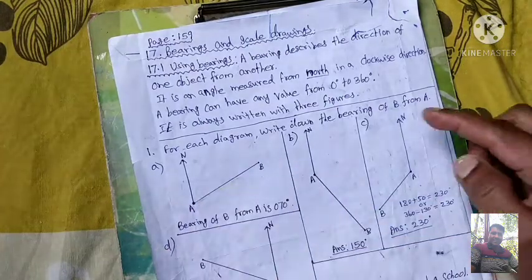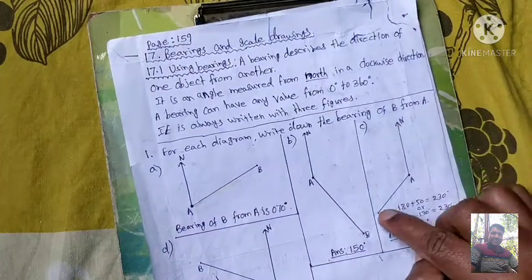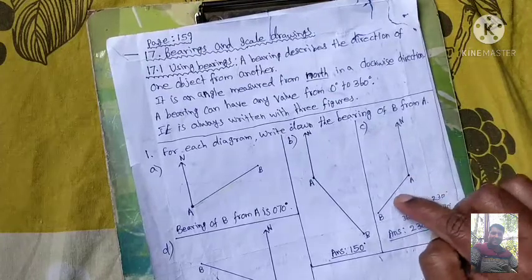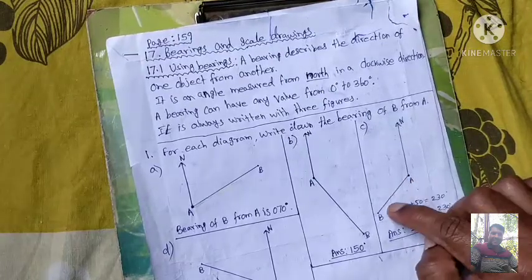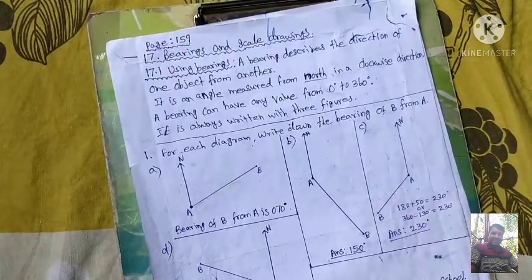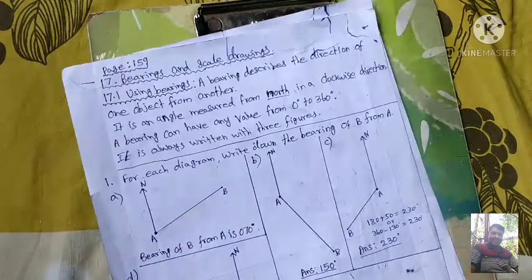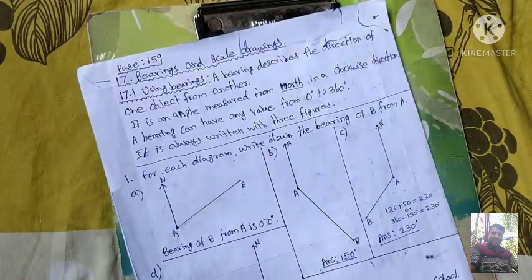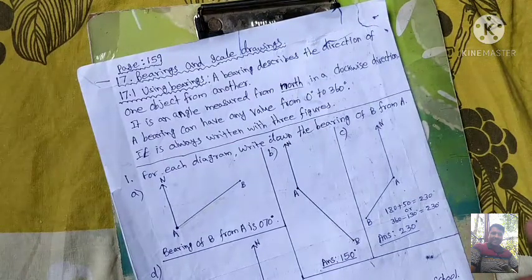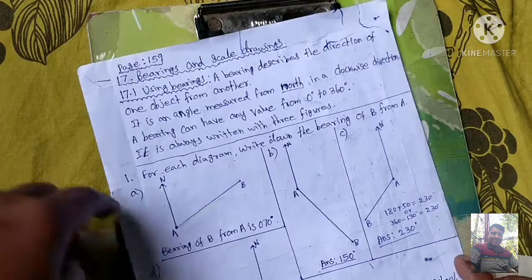So now see here, in C, the line B is coming to the left side. Is that right? So line B is in the left side. So it is more than 180 degrees. You can easily understand it is more than 180 degrees. So here we can use two methods. Number one is the 180 plus method, because it is more than 180. Or you can use another method, called the 360 minus method. I will teach you both.